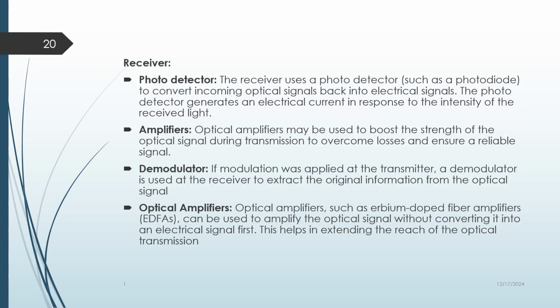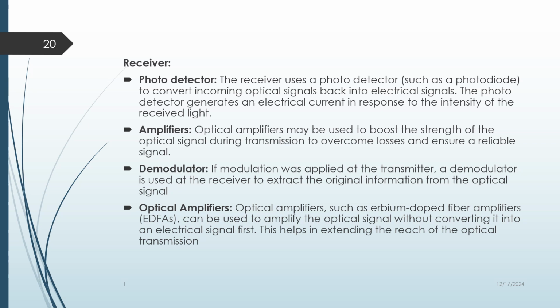The receiver consists of a photodetector. The receiver uses a photodetector such as a photodiode to convert the incoming optical signal back into an electrical signal. The photodetector generates an electrical current in response to the intensity of the received signal. An optical amplifier may be used to boost the strength of the optical signal during transmission to overcome losses and ensure a reliable signal.